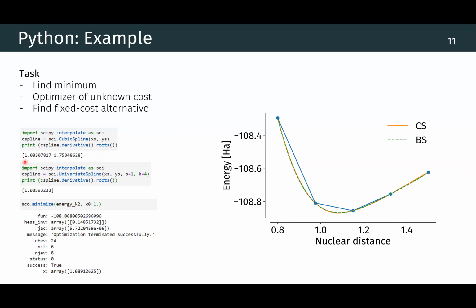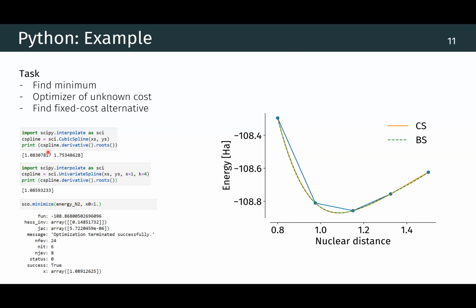One is at 1.08 angstroms, and the other one is at 1.75 angstroms. But the 1.75 is outside of our domain. And as you've seen in yesterday's lecture, this outside region is not very well covered by polynomials. Cubic splines being polynomials, this means that it's basically undefined what happens outside of those regions.